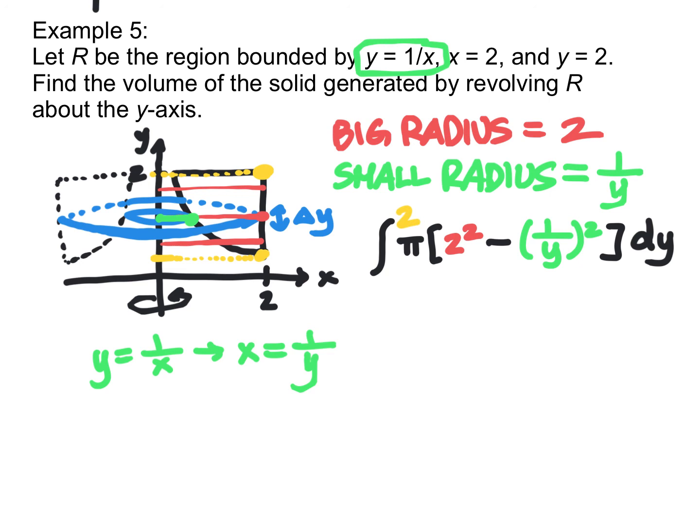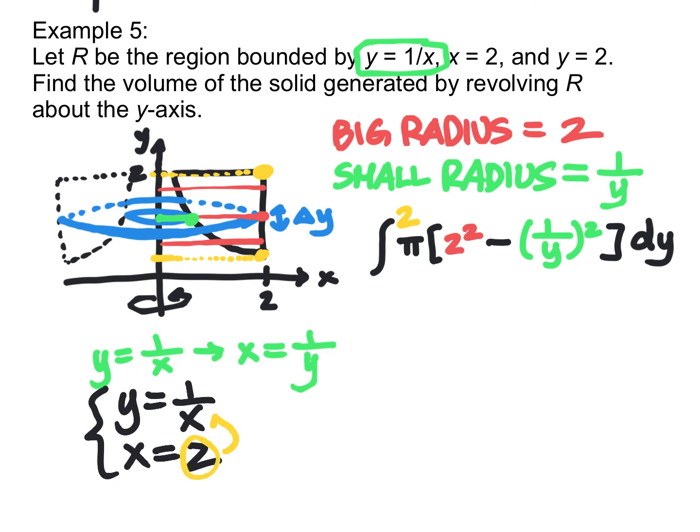Well, right here is the intersection between 1 over x and x equals 2. So we are trying to find the intersection between y equals 1 over x and x equals 2. You can think of it like a system. So I can substitute this 2 right in there, and I'm going to get y equals 1/2. So this lower limit is 1/2. Okay? So this right here is the setup.